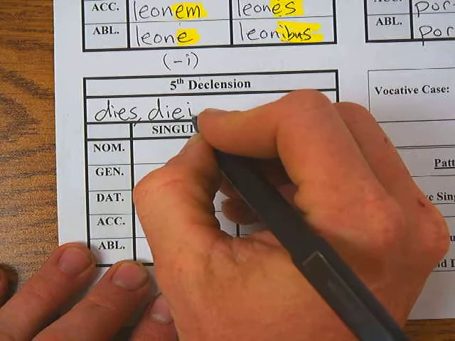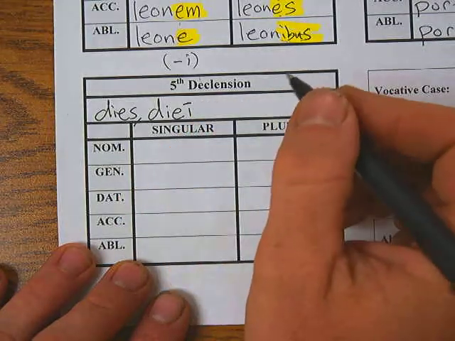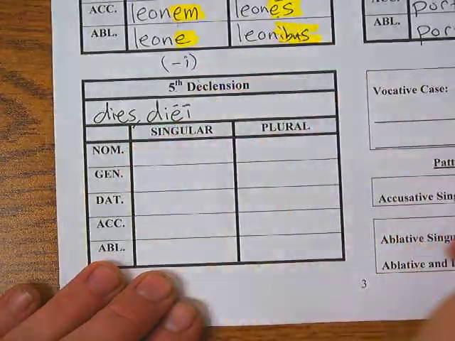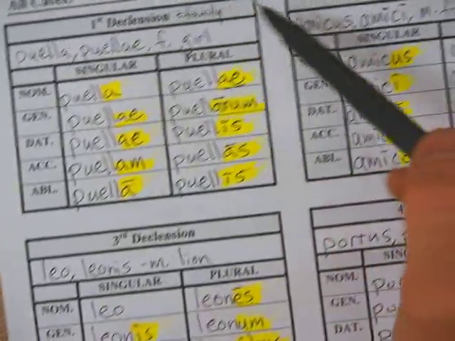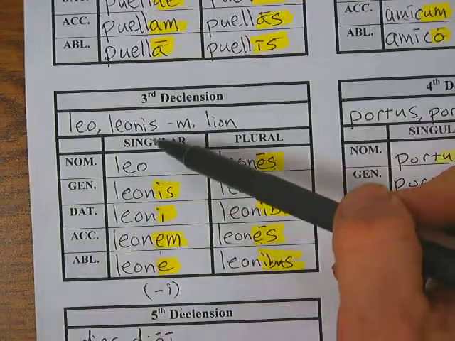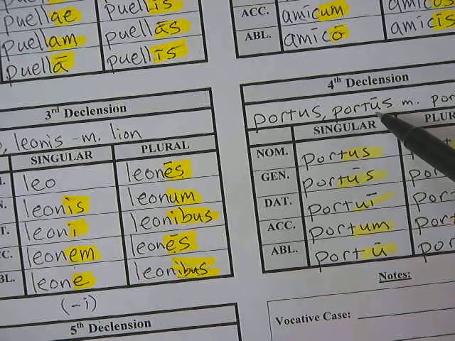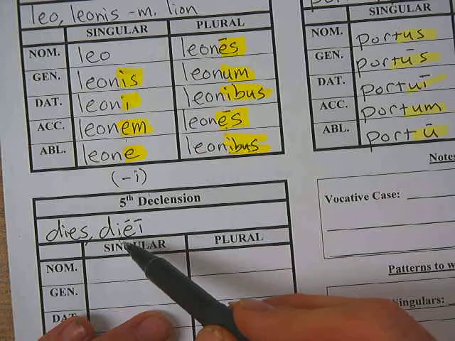The way that you identify the fifth declension is by its genitive, which is diei, spelled like this. The ending is ei, and that's a long I right there. Actually the E is long too. All your declensions: first declension, ae, that tells you that it's first. Second declension, long i. Third declension, is. Fourth declension, us. And then fifth declension, ei.